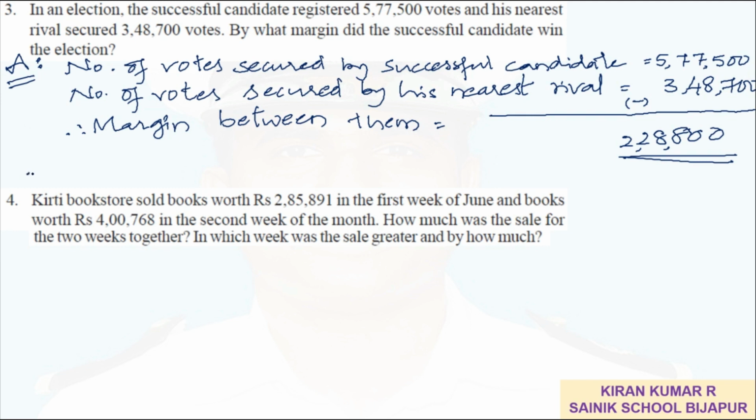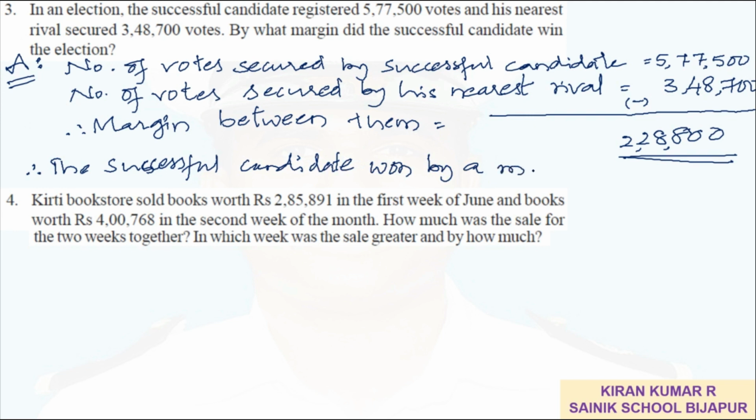Now we can conclude, therefore, the successful candidate won by a margin of 2,28,800 votes. Now you must have understood it. Let's move on to question number 4.